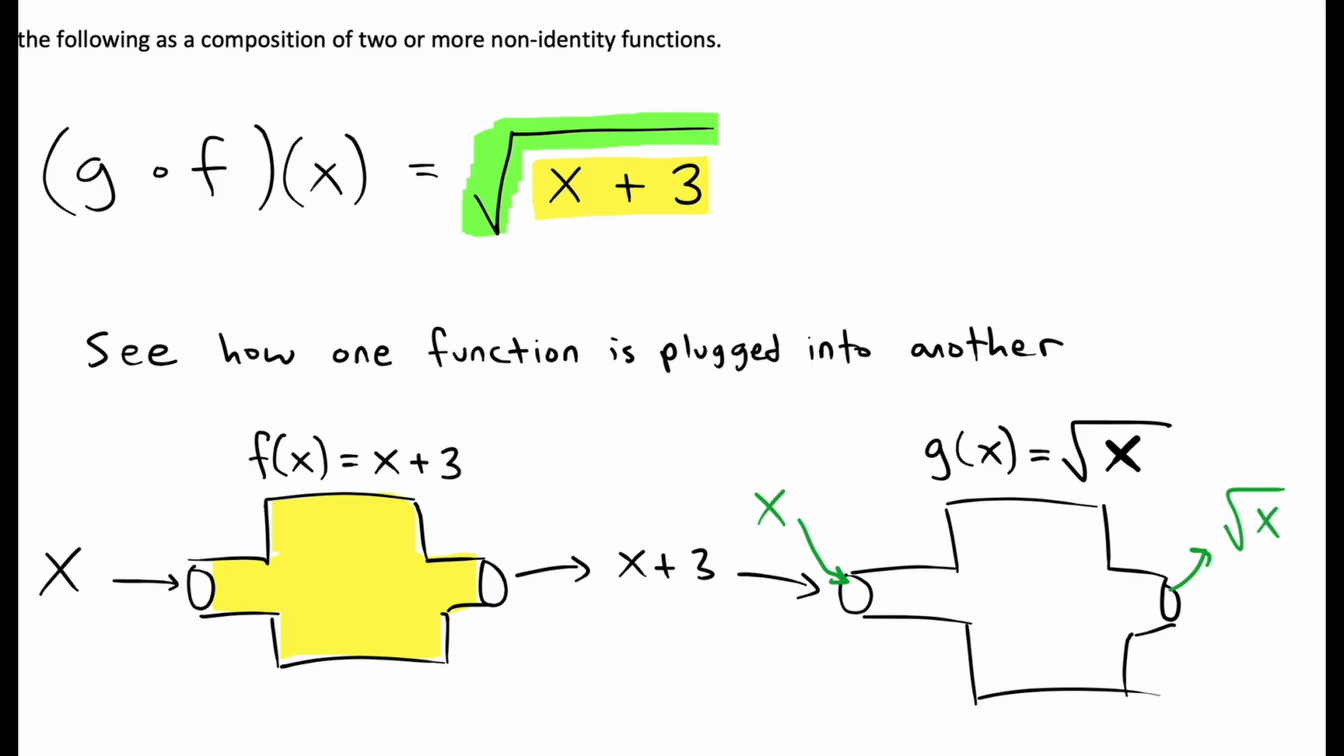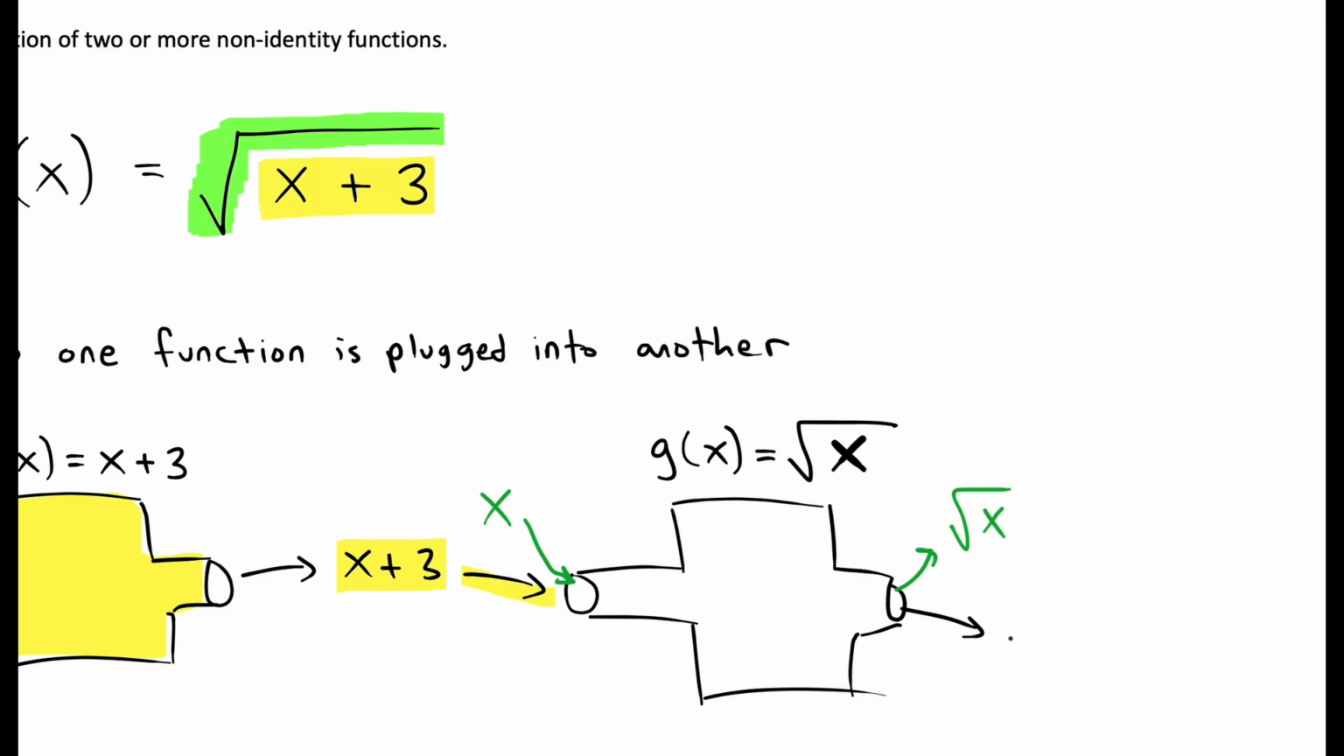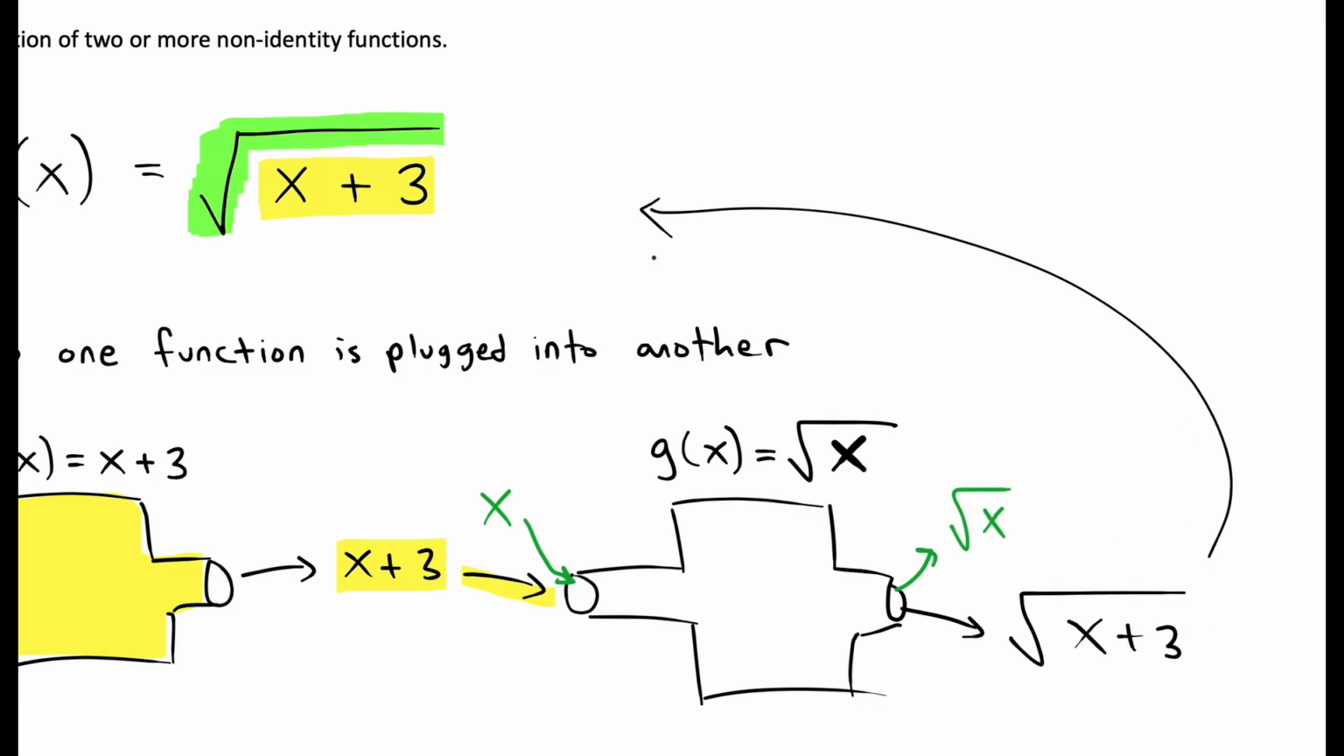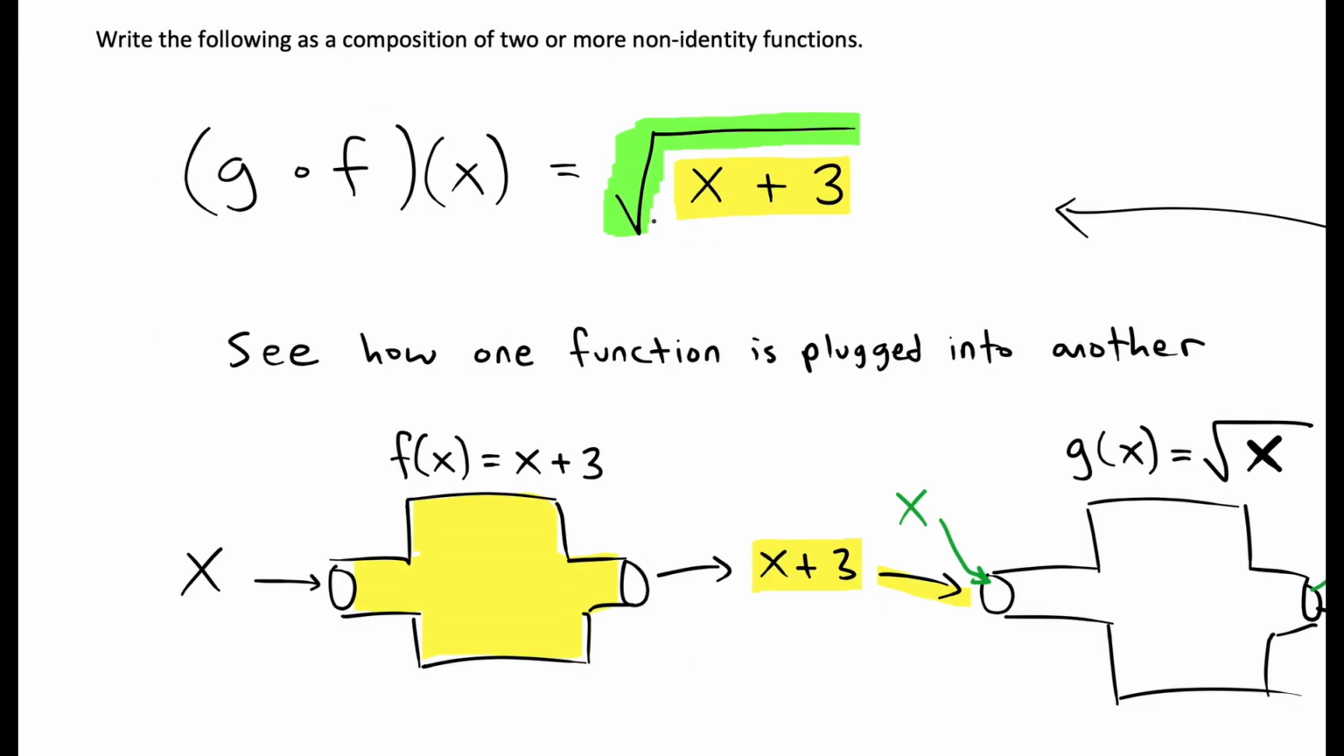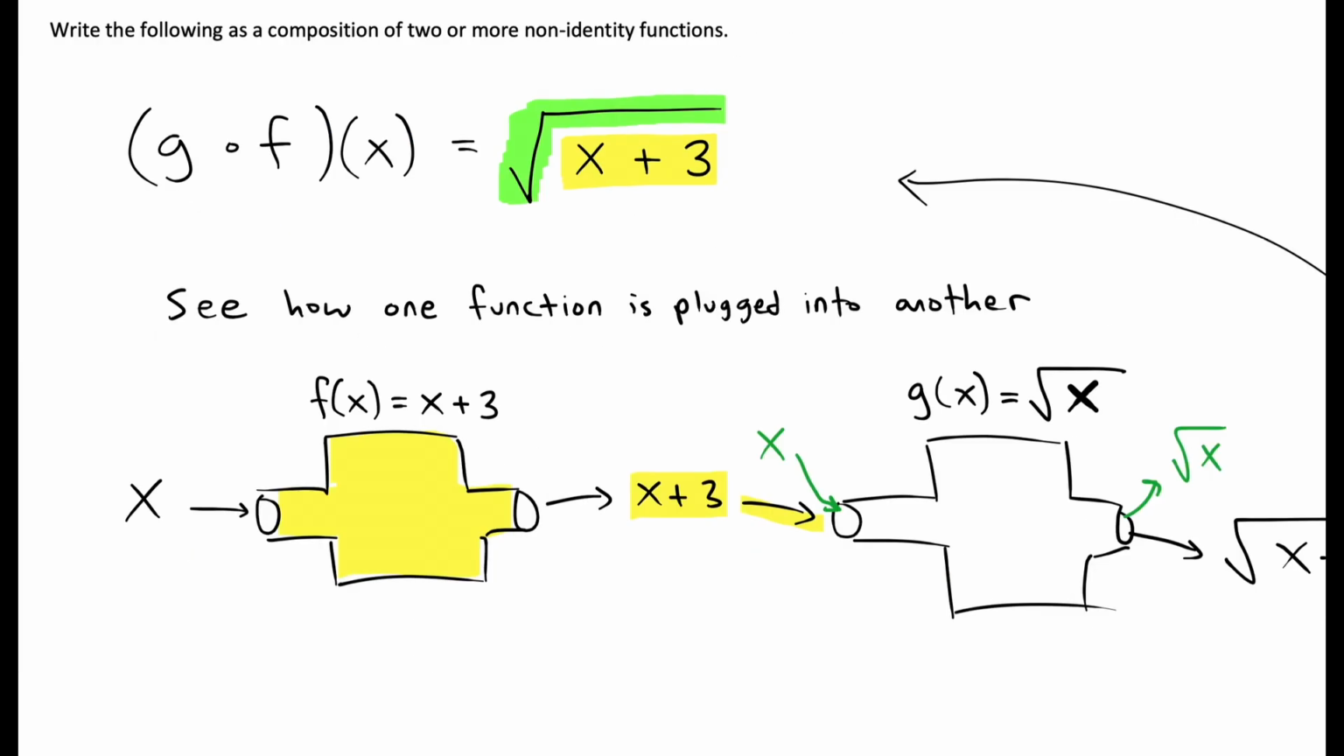But we're going to put in x plus 3 as an input. So then what comes out is the square root of x plus 3, which is what we have in our original problem. So this is the answer to the question.